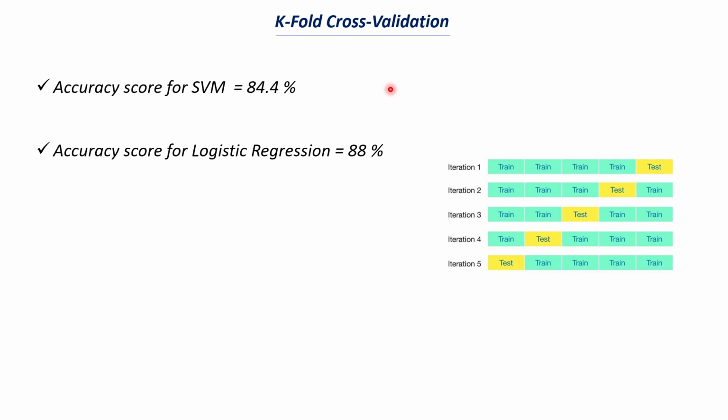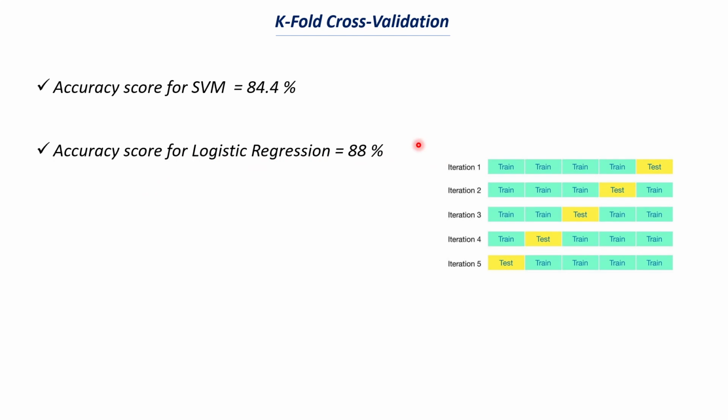Here we can say that the average accuracy for the support vector machine model for this data set is 84.4%, whereas the mean accuracy for the logistic regression model is 88%. So we can say that this is the best model for this particular case. This is how we use cross validation in order to select our model.